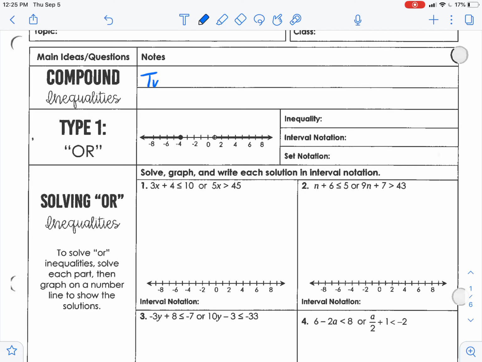So we have two or more inequalities, I think I spelled that wrong, sorry, graphed together on the same number line.